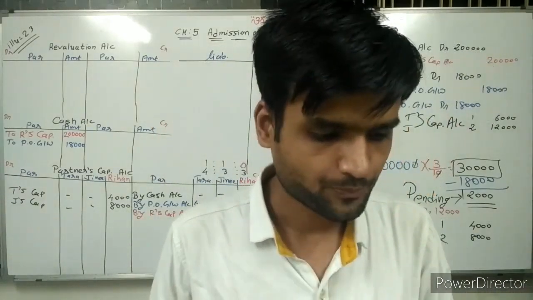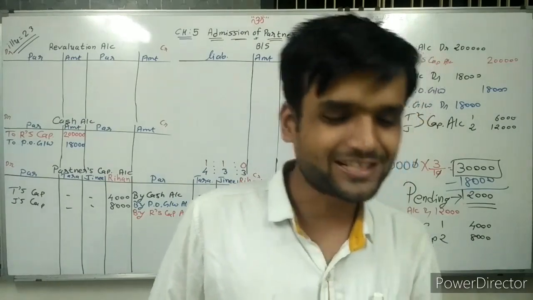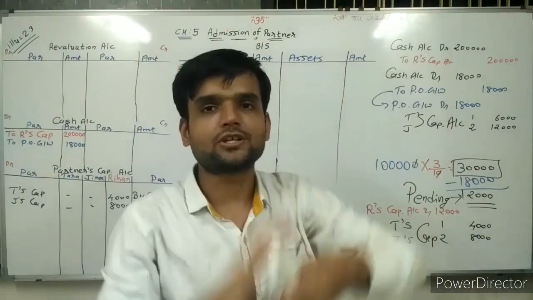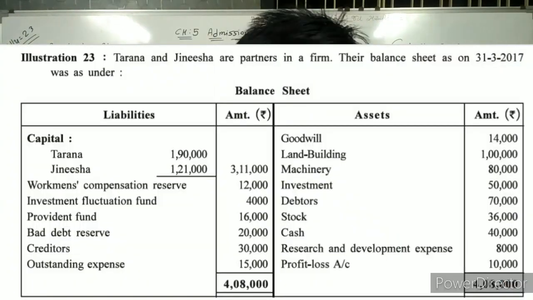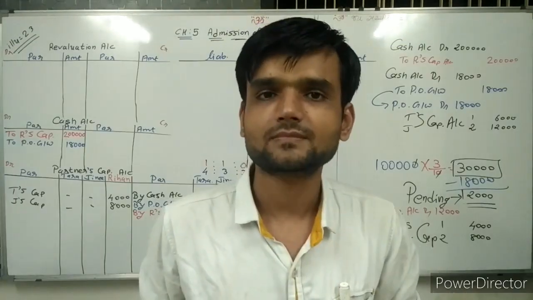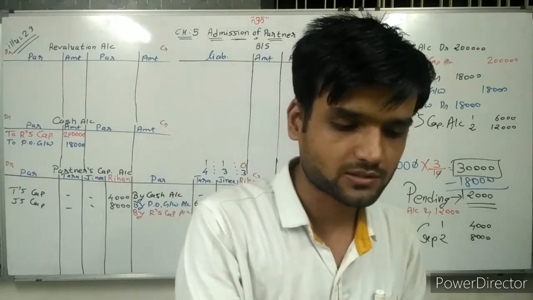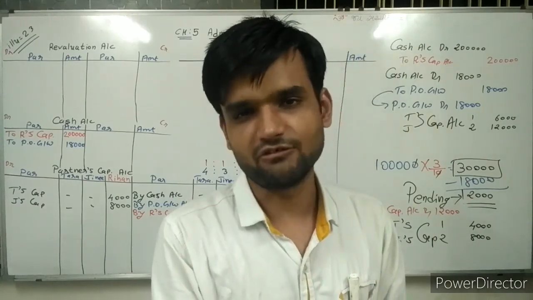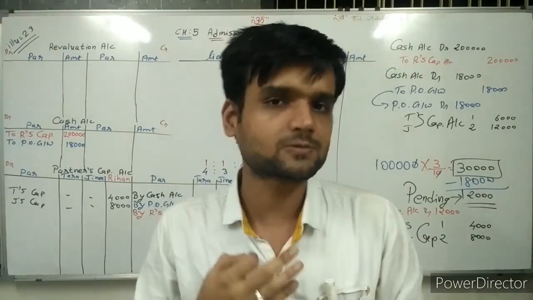Adjustment number 4. Claim accepted for workman compensation, rupees 8,000. Now sir, this is also an extra thing. Claim accepted 8,000. Now see in the balance sheet. Is there any reserve for compensation? In the balance sheet, sir, there is one reserve given, workman compensation reserve 12,000 rupees. From that we can give 8,000 to the worker as per the claim. So what should we do? Now try to understand everything. From 12,000, 8,000 is my liability.